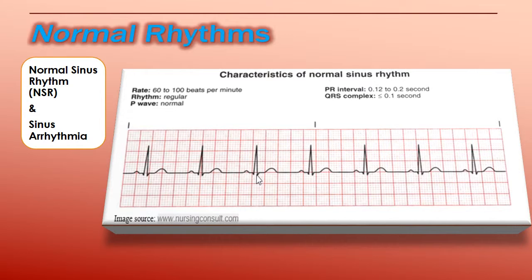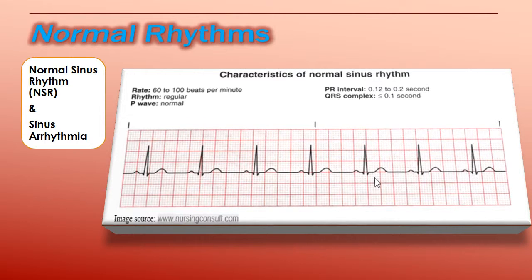The third thing we're going to look at is a P wave. Is a P wave normal? What do we mean by normal? We mean, is it present? Is it consistent? Is it one P wave before each QRS complex? We don't want to see two P waves. So we're seeing one P wave between each complex here. In this manner, we know that's normal.